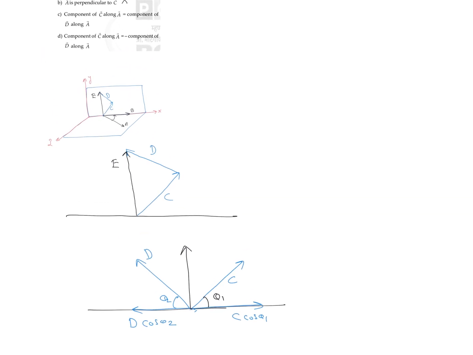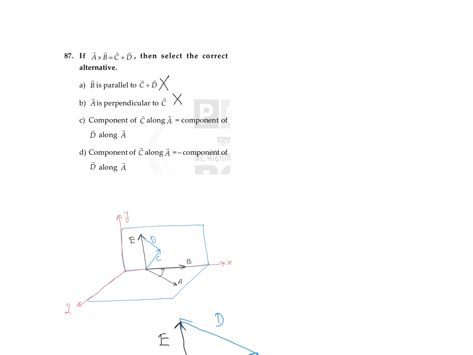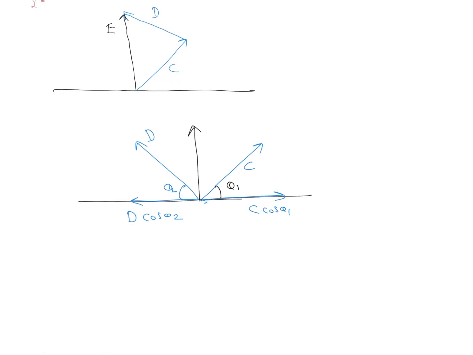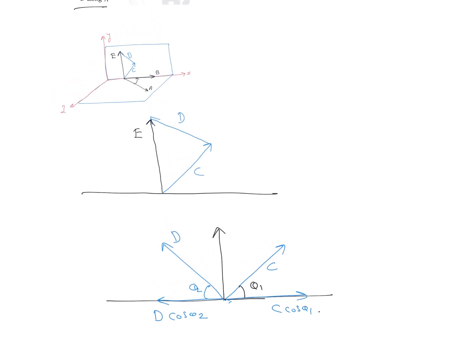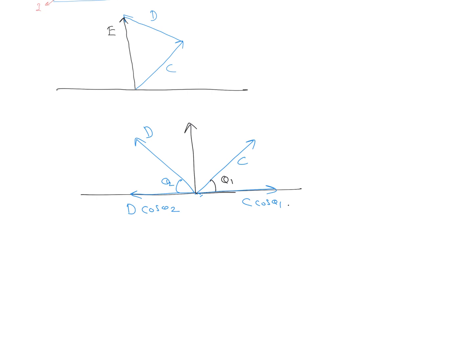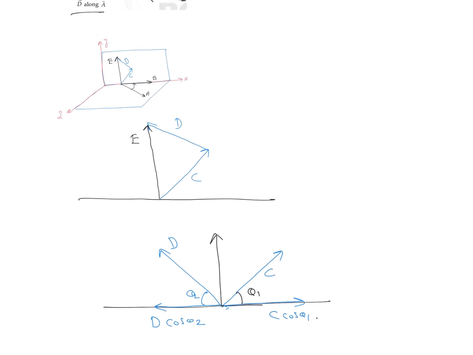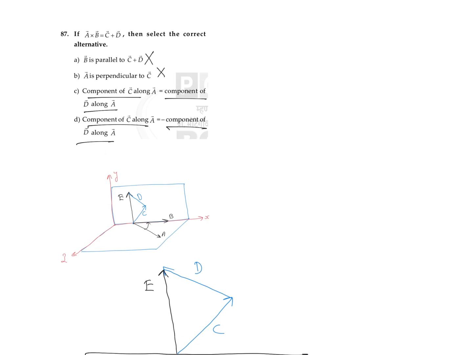So this is what is given in the third option or fourth option. The component of C along A is equal to the component of D along A. They are not just equal, but they have opposite direction. So we can say that the component of C along A, or in the plane containing A, is the negative of the component of D along A. So the component of C along this horizontal direction, along the xz plane, is equal to the negative of the component of D along A. So we can say that option D is correct.